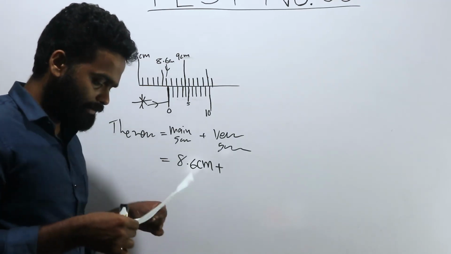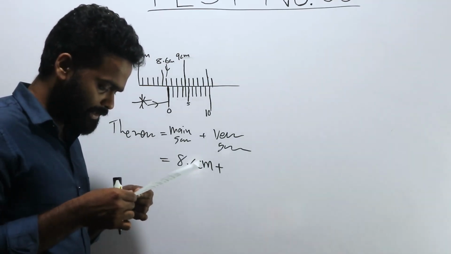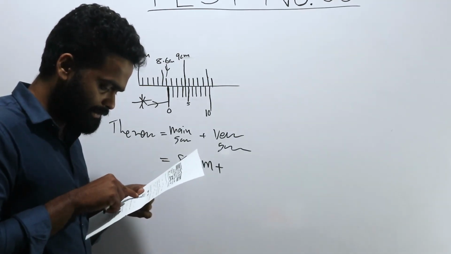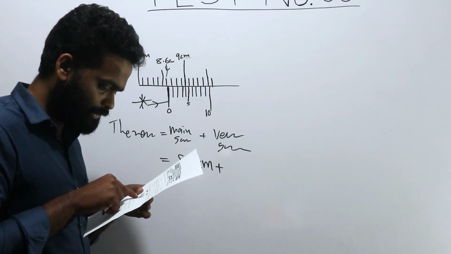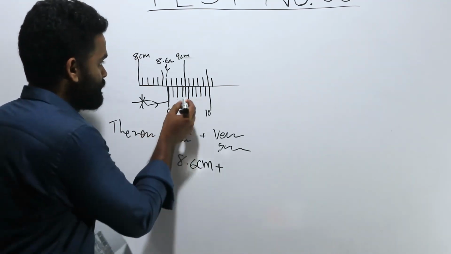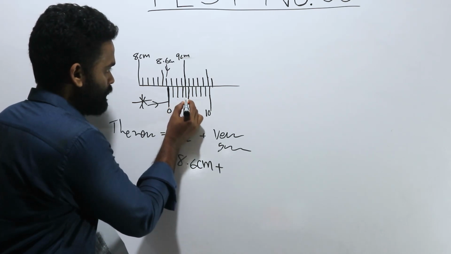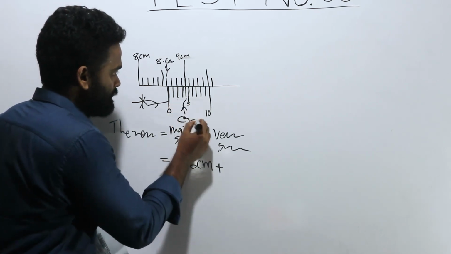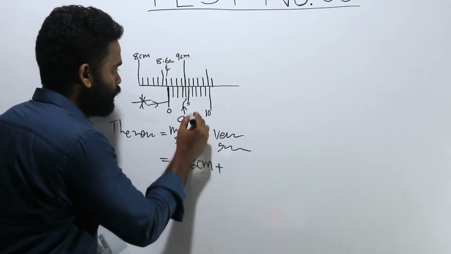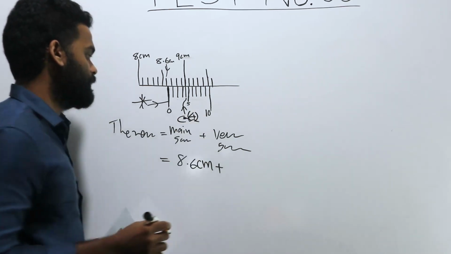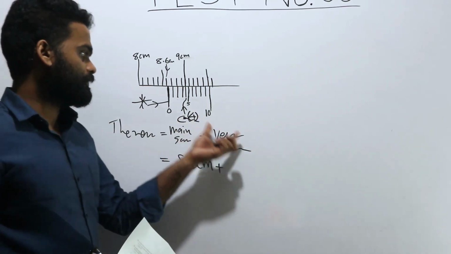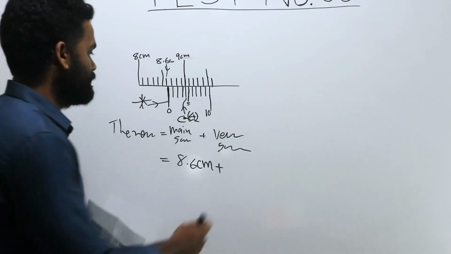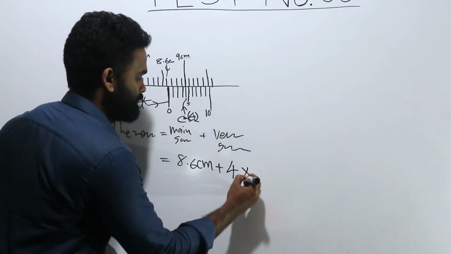If you carefully look at the image, the coinciding mark of the Vernier scale is 1, 2, 3, 4. This is the coinciding mark. That is the fourth mark, right? So to get the Vernier scale reading, the coinciding part is 4.